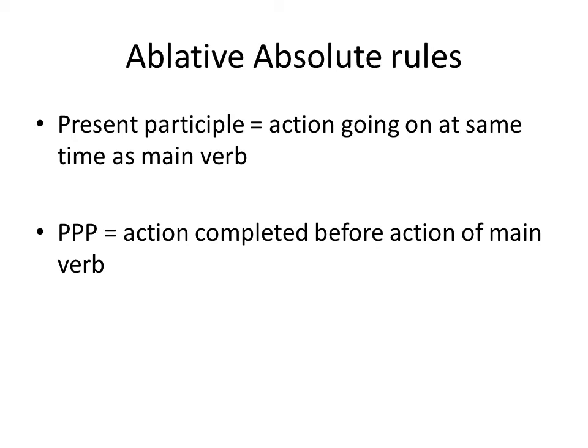So some rules about ablative absolutes. If it uses a present participle, that means that the action in the ablative absolute is going on at the same time as the main verb. If, on the other hand, I use a perfect passive participle, a PPP, that action is completed, is finished before the action of the main verb. And that should make sense based on what we know about the various tenses, present and perfect. Present means now, it's the same time. Perfect is in the past, of course.